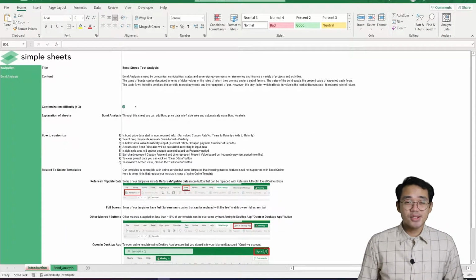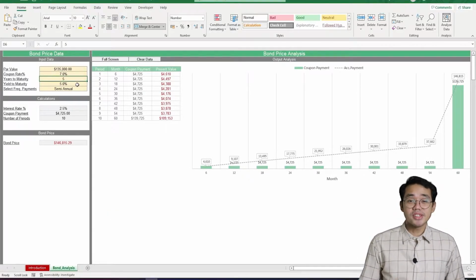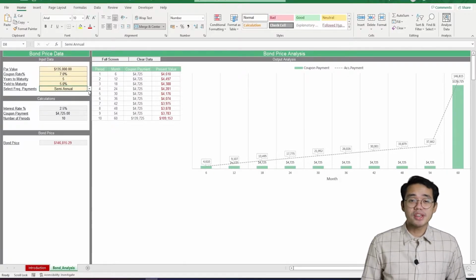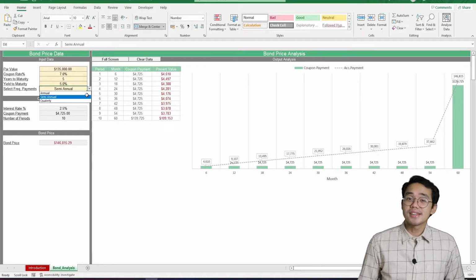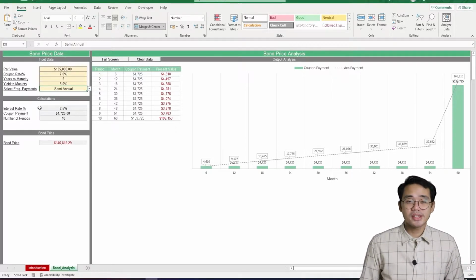This template cuts to the chase. All you see is all you need to make the right investment decision. Simply input the pertinent details of the bond you're analyzing in these yellow cells. Input the bond's par value, coupon rate, years to maturity, yield to maturity, and the frequency of payments, whether quarterly, semi-annually, or annually. Below, it gives you the interest rate, coupon payment, and the number of periods, and even further below, you will see the bond's price at maturity.